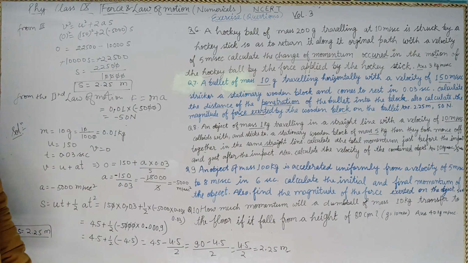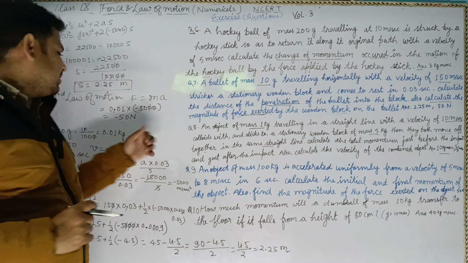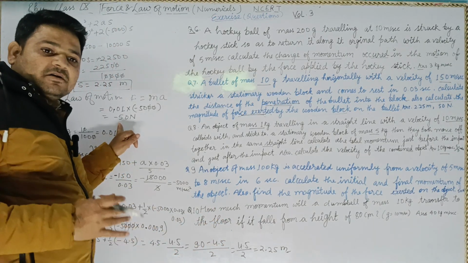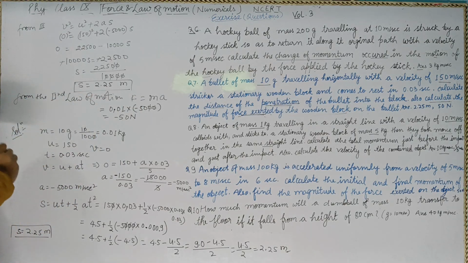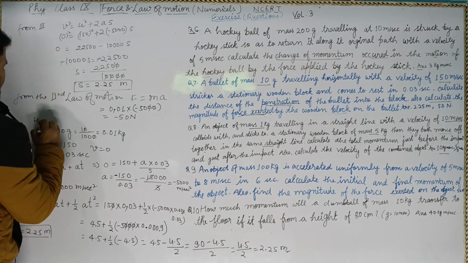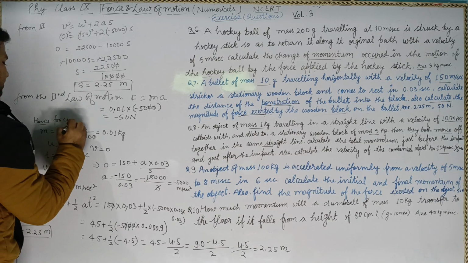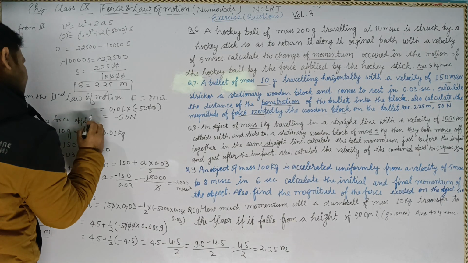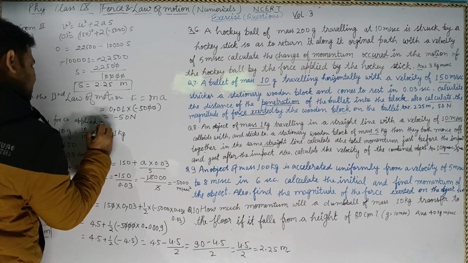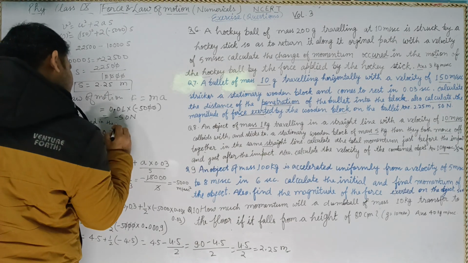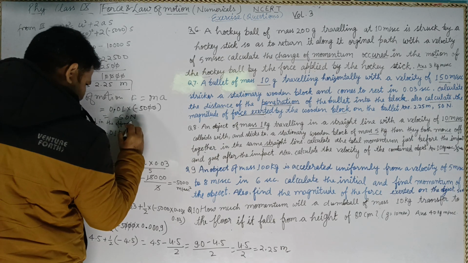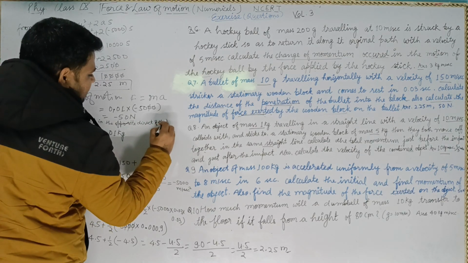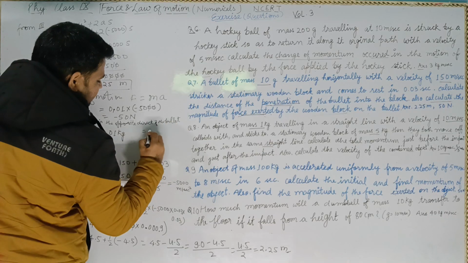The block applies a force of 50 Newton in the opposite direction, because the minus sign indicates that the force applied by the block is in the opposite direction of the bullet. Hence, the force applied in the opposite direction of the bullet is equal to 50 Newton.